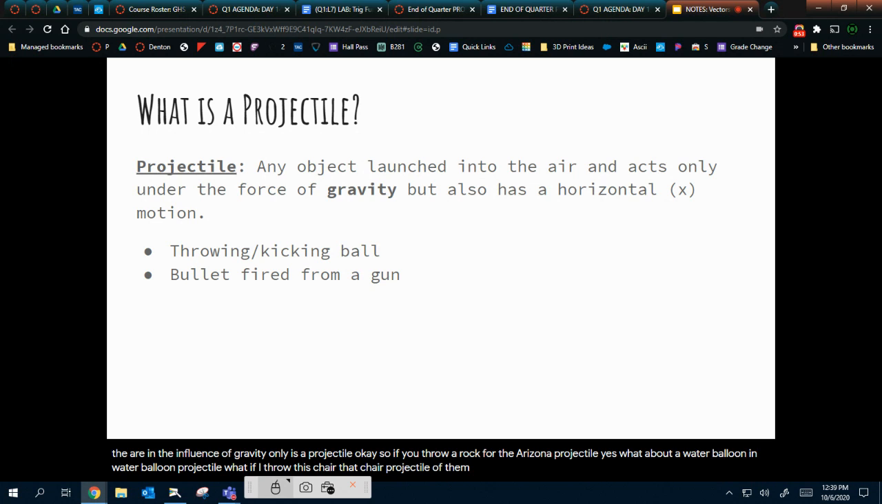Yeah. What if I throw this desk? Is that desk a projectile? What if I throw one of you? Are you a projectile? What if a plane flies there? Is that a projectile?